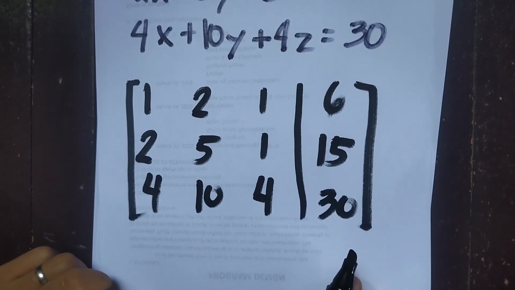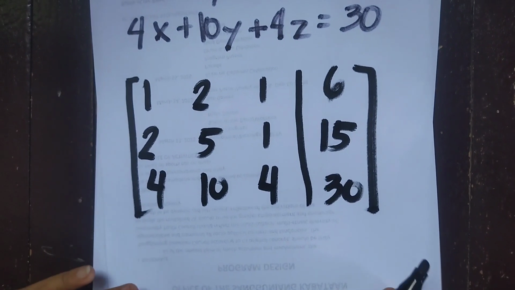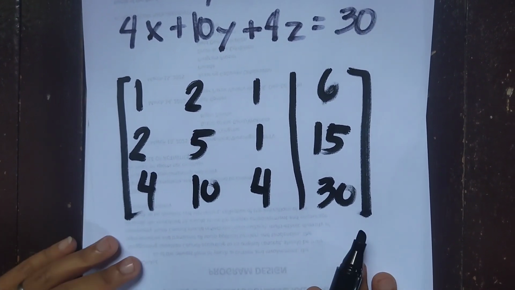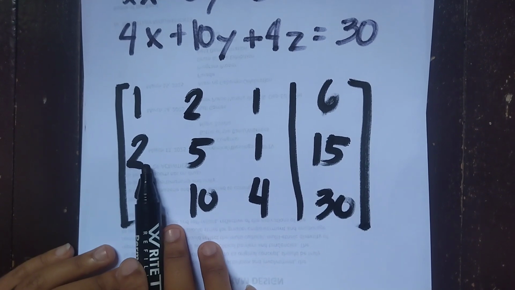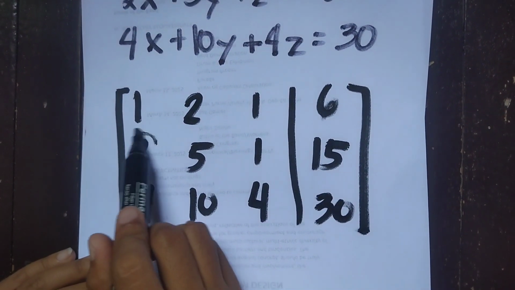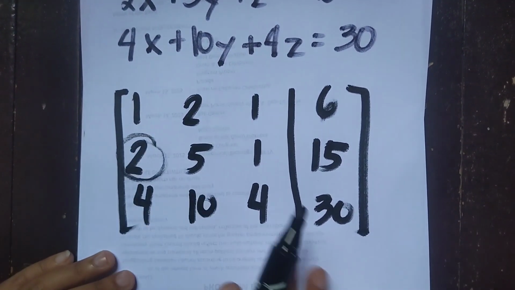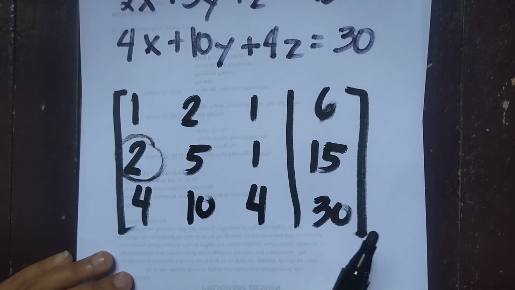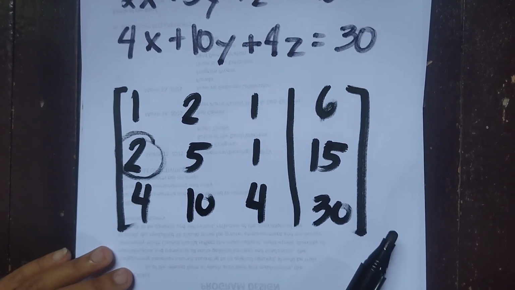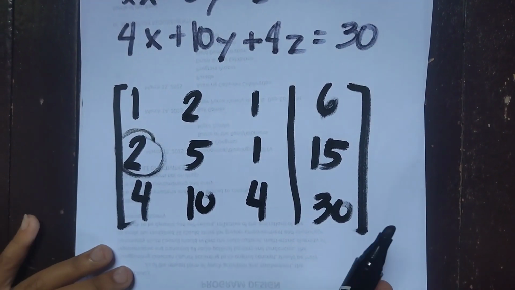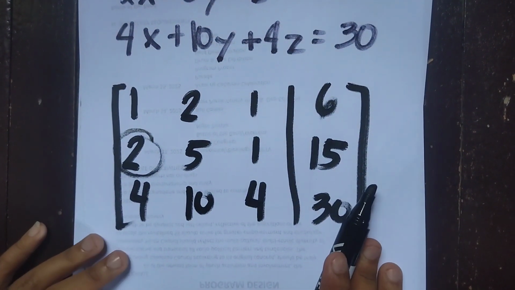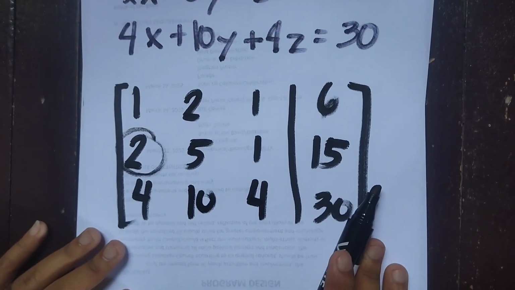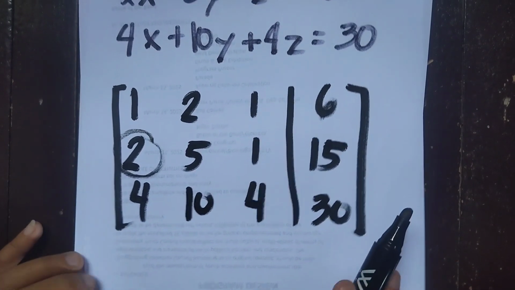Our first goal is to make the element in the second row and first column, which is 2, into 0. So, in order to make that, we'll use the row operations, which are row swapping, row addition, and row multiplication. We'll be using either of the three.